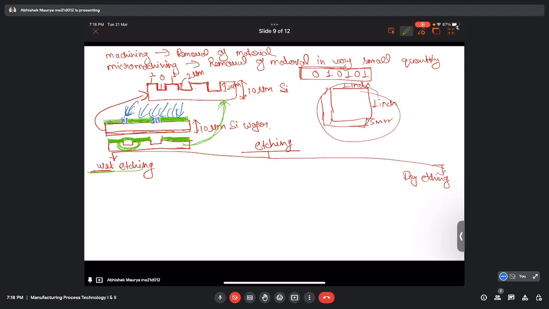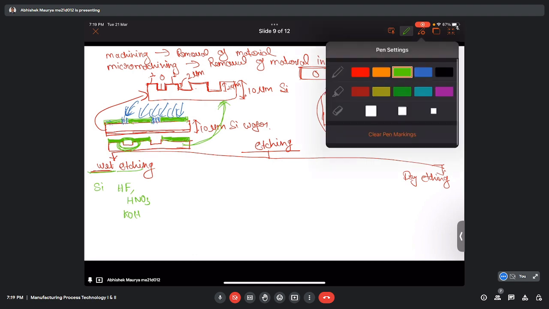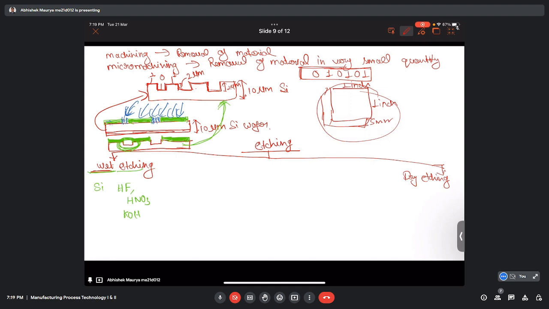For silicon, some examples of agents are HF, HNO3 or KOH. These are examples of chemical agents, used in liquid form. So this was wet etching. Now let's come to dry etching. Within dry etching there are two types. One is physical dry etching.